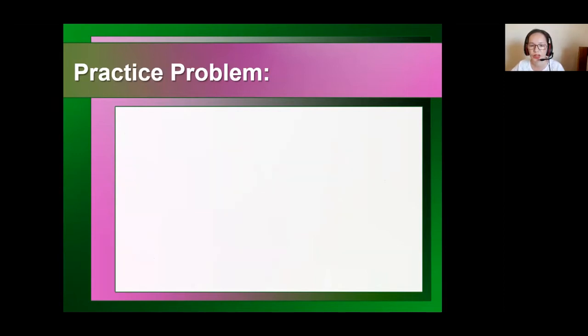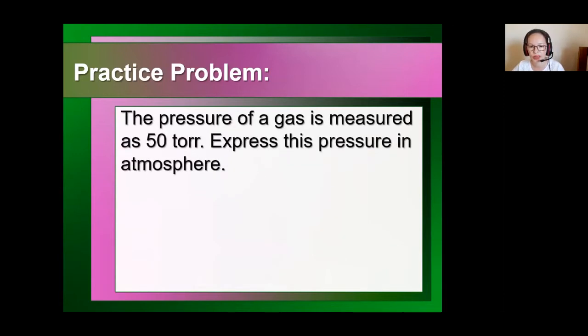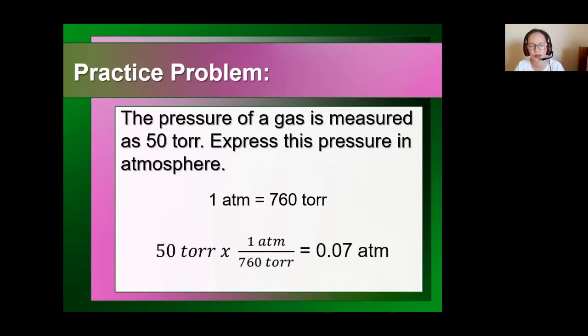Also, for torr, given 50 torr, what is this in atmosphere? Since 1 atmosphere is 760 torr, we can simply convert 50 torr to atmosphere. How? We have now 50 torr divided by 760. And that is 0.0658 atmosphere. So that's how to convert one unit of pressure to the other unit.